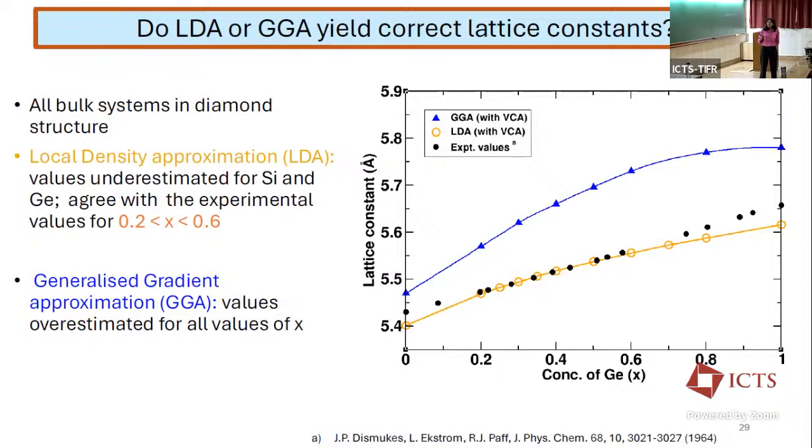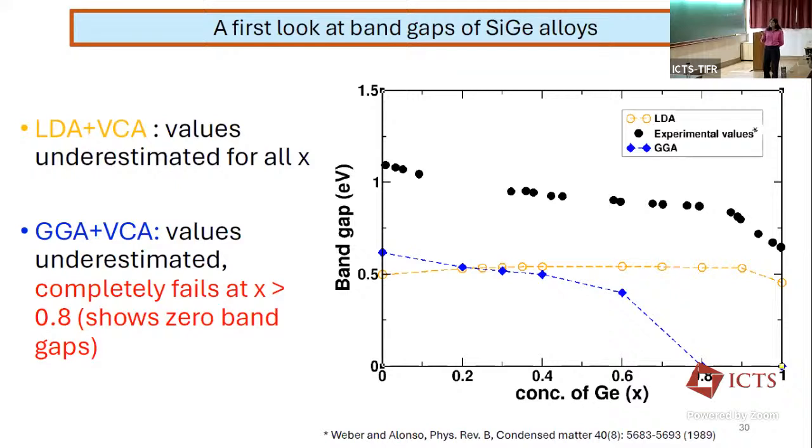So if I look at the band gaps of silicon germanium alloys with concentration of germanium, and you look at LDA with virtual crystal approximation, it follows the trend, but it's underestimated compared to the experimental values. And GGA completely fails because it shows metallic nature at 0.8 and beyond. For germanium, it finds it as a metal. So this is completely wrong, and we cannot continue.